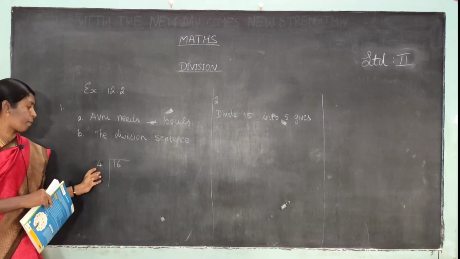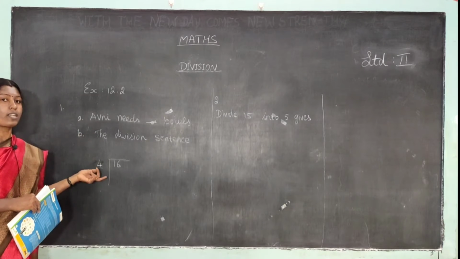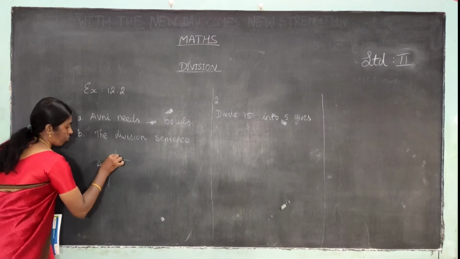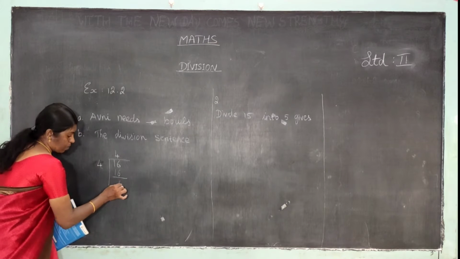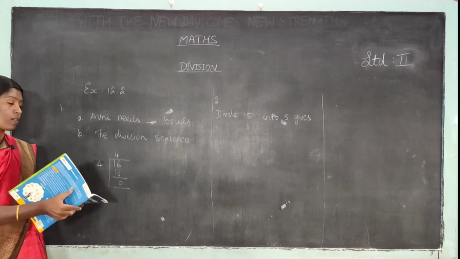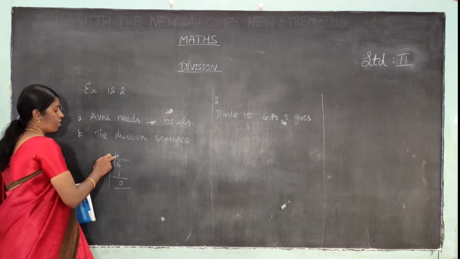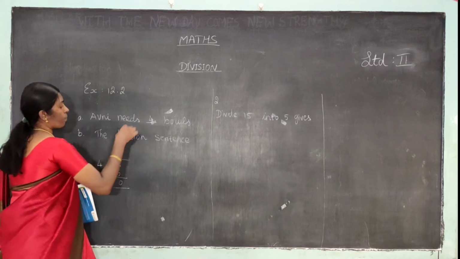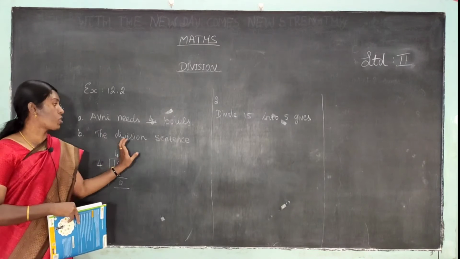Okay, tell the 4 table. 4 1s are 4, 4 2s are 8, 4 3s are 12, 4 4s are 16. 4 4s are 16. Okay, what is the remainder? 0. And here you see, Avni needs how many bowls? There she equally shared 16 chocolate balls. So here what is the quotient? 4. So Avni needs 4 bowls, and we are going to write it in a division sentence.